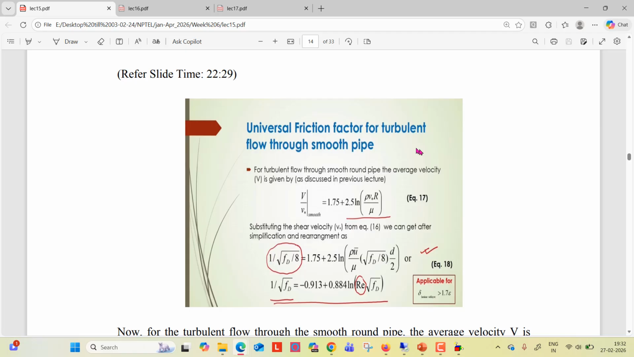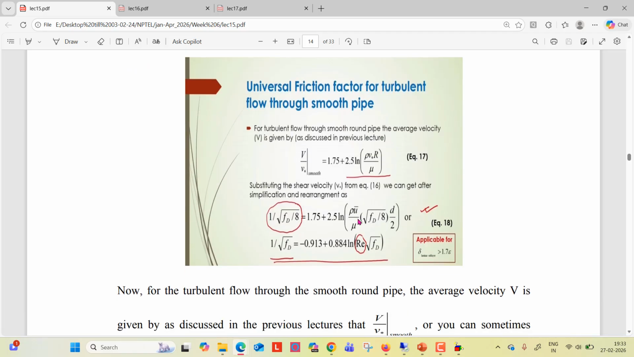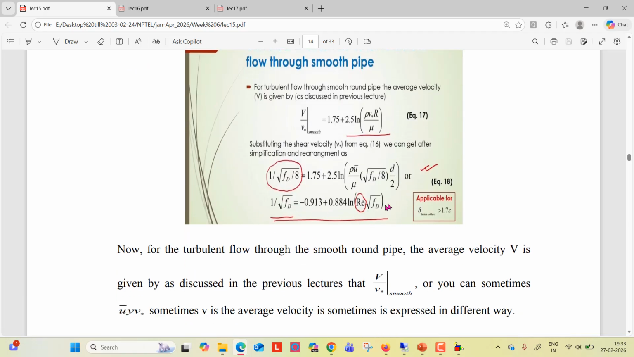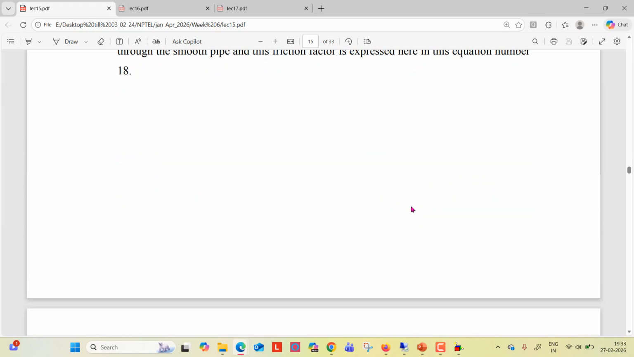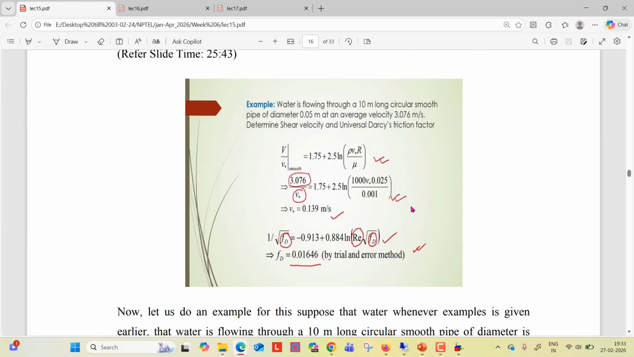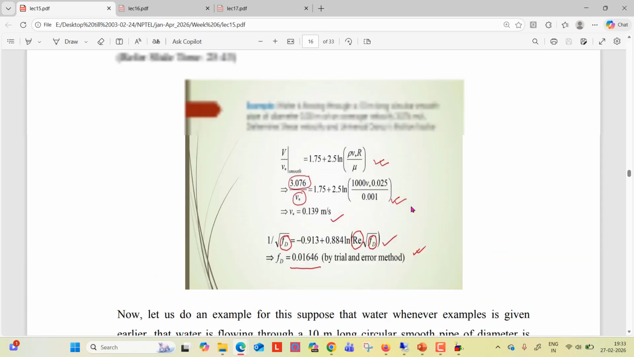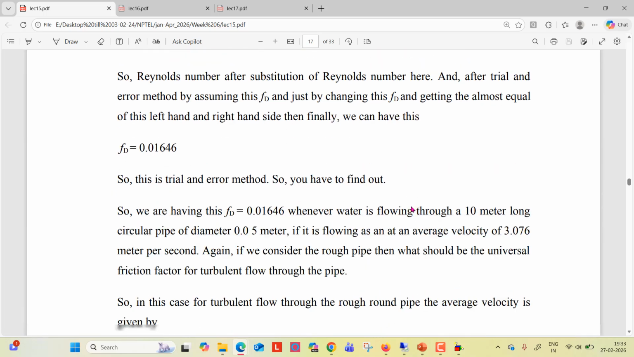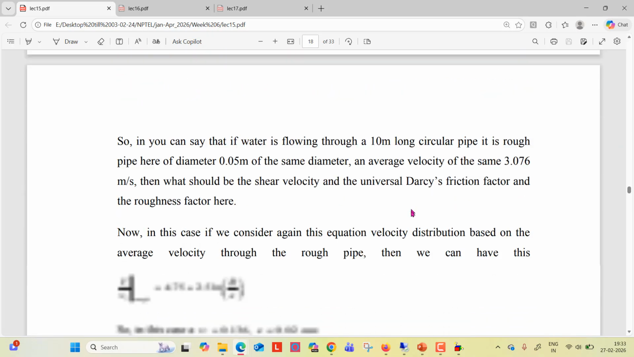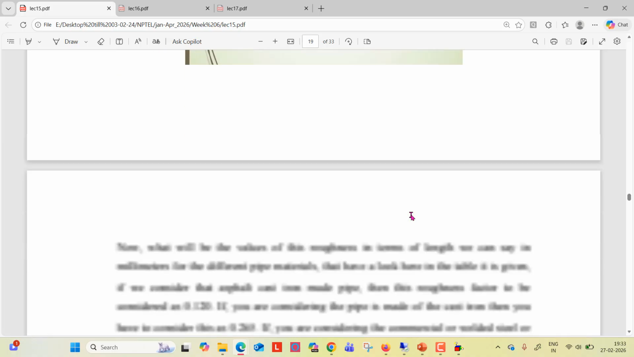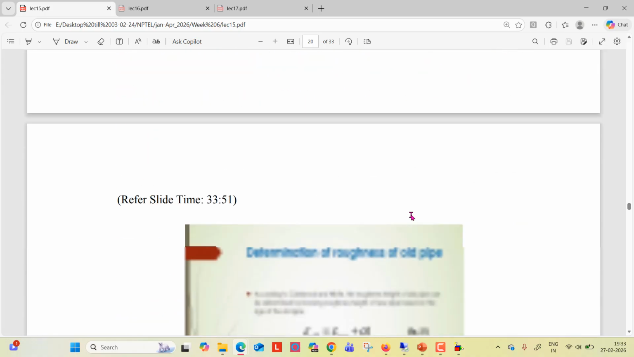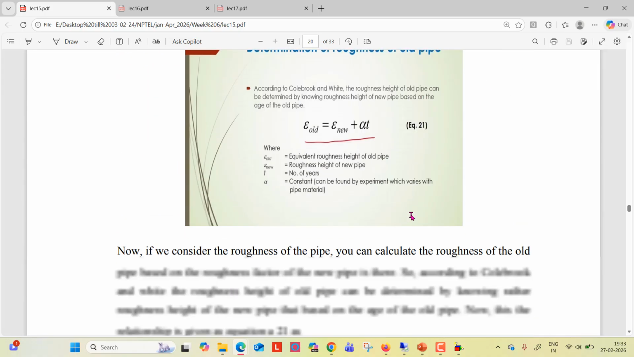So this is the universal friction factor for turbulent flow through a smooth pipe. This is the expression. This is the FD expression. This is an example around that. This is another example. Please go through the examples and solve them on your own.